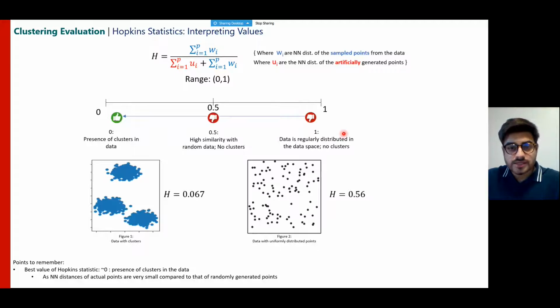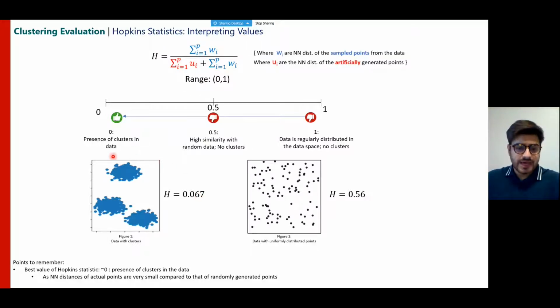And the value of 1 is when the summation of wi is much larger than the summation of ui's. This happens when our data points are very, very far from each other in the original space, and the random points have somewhat a lower distance.